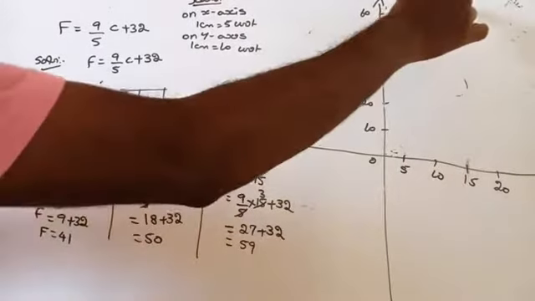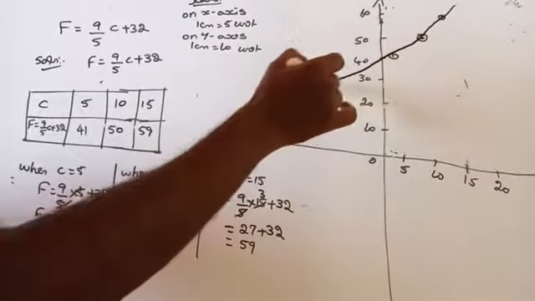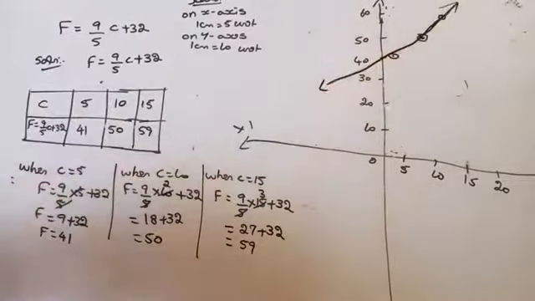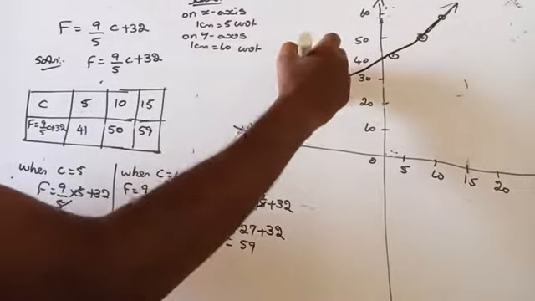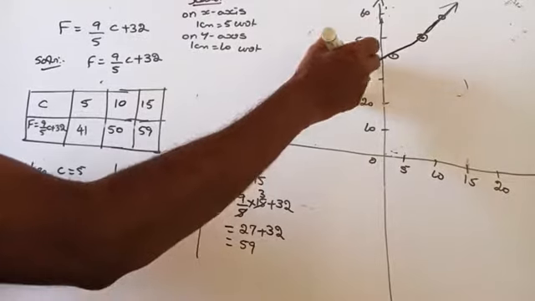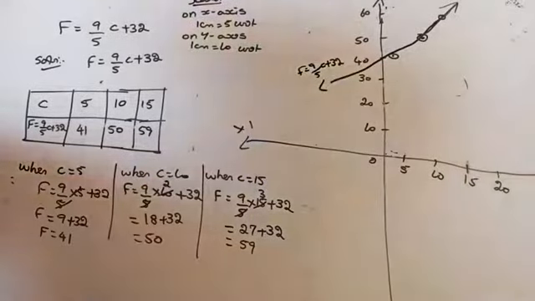So this is your graph: F equal to 9 by 5C plus 32. Are you getting it? You try with the graph sheet.